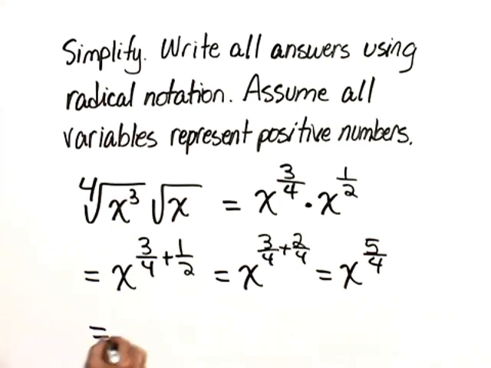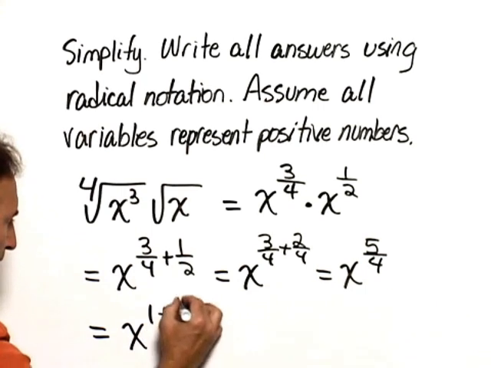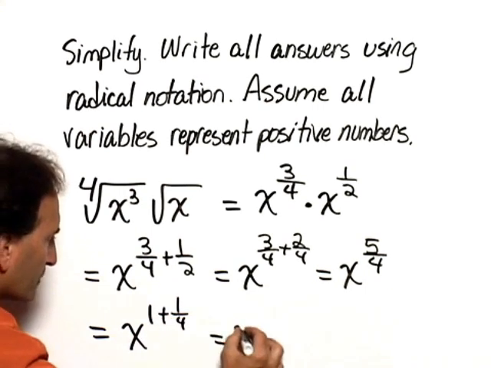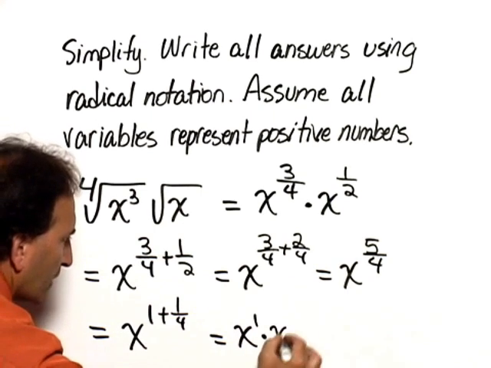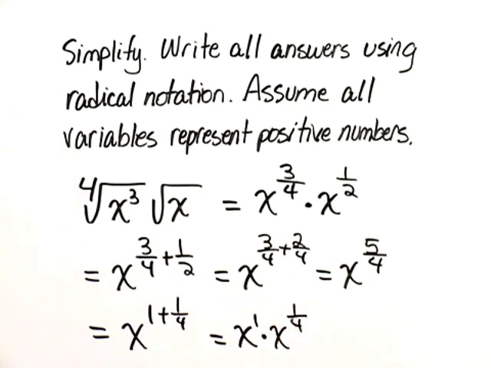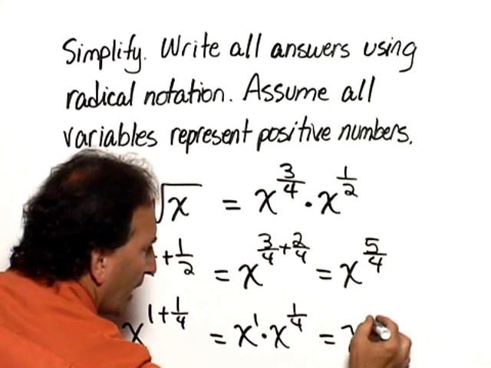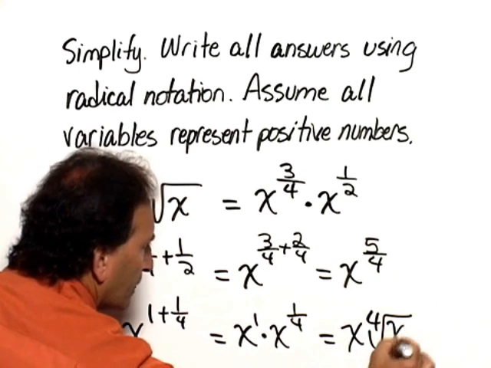So we're going to rewrite x to the 5/4 as x to the 1 plus 1/4. And therefore, this would be x to the 1 times x to the 1/4. And now rewriting that in radical notation, this is equal to x times the fourth root of x.